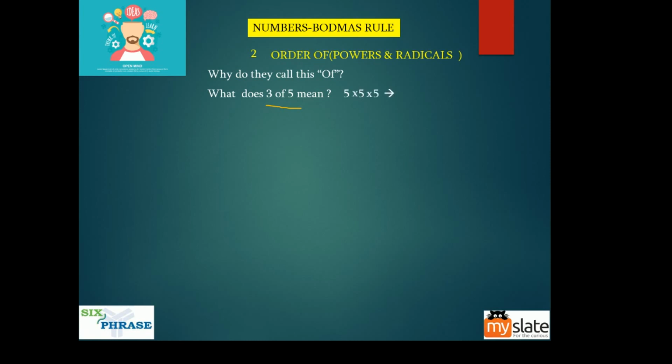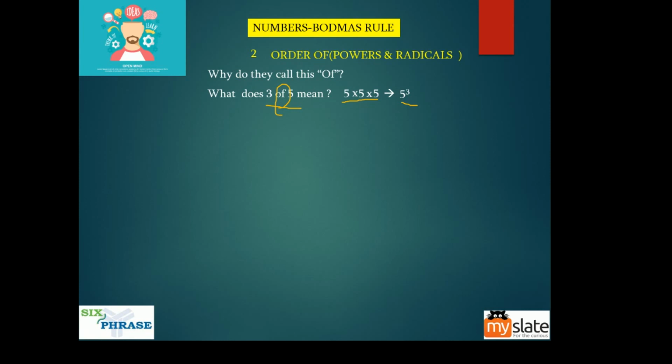If you take 5 cubed, that is what 3 of 5 means. So 3 of 5 means 3 5s. Here you have 5 cubed. So this "of" actually represents multiplication, right? Yes, 3 of 5 means you have 3 5s. 7 of 5 means you have 7 5s.